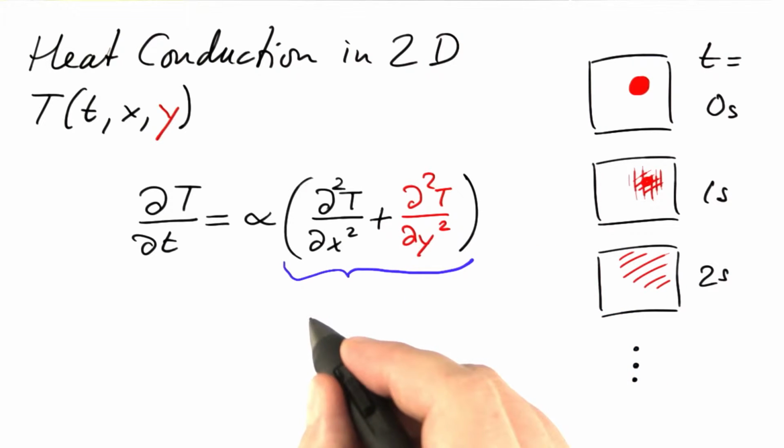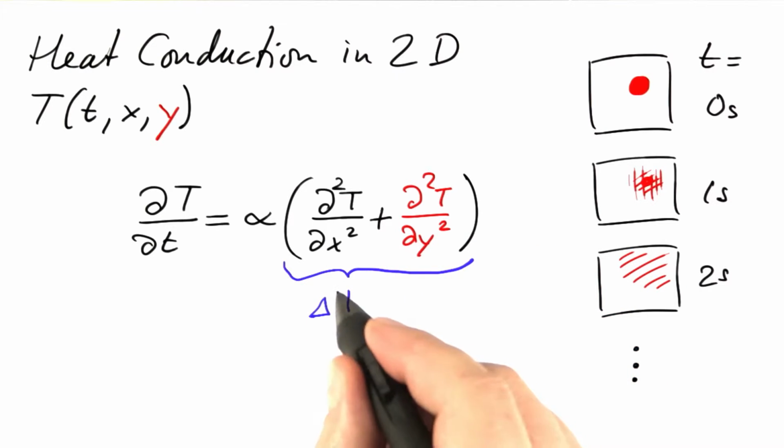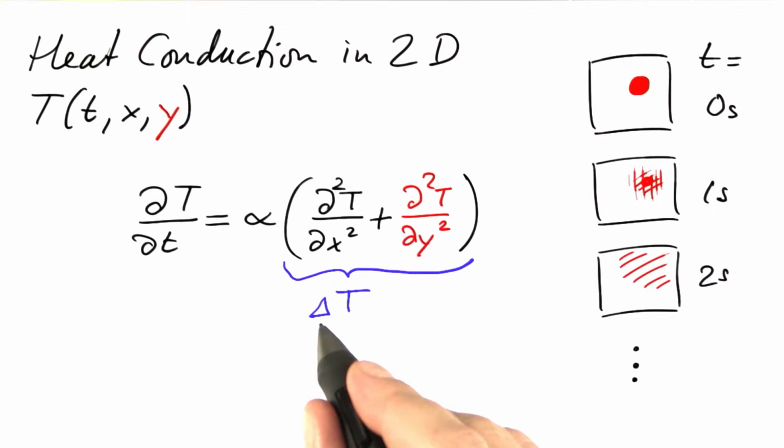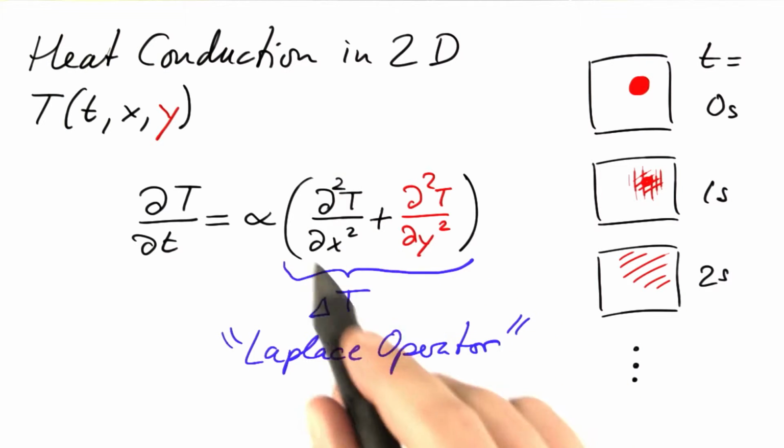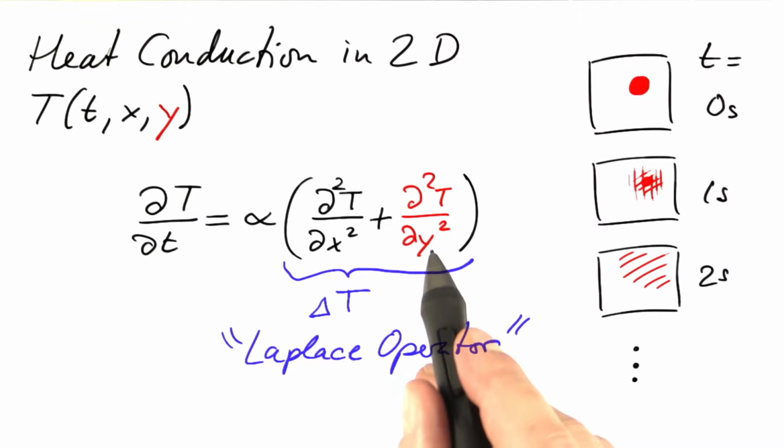Note aside, this expression is often called the Laplace operator applied to T. Don't confuse this triangle with the delta. It's also often called the Laplacian. You can imagine the Laplace operator to measure something like the bend of a surface in 2 dimensions.